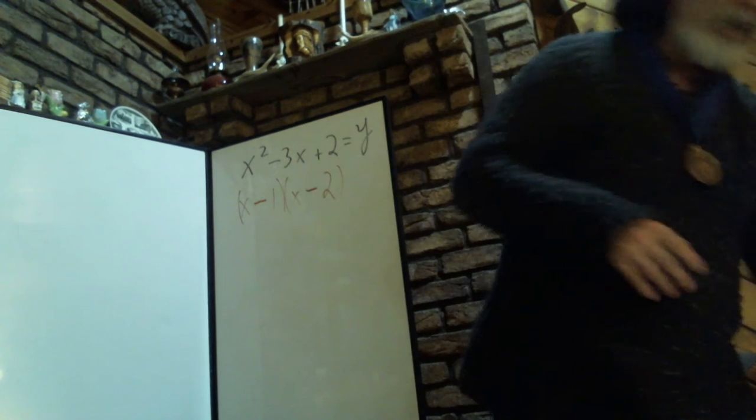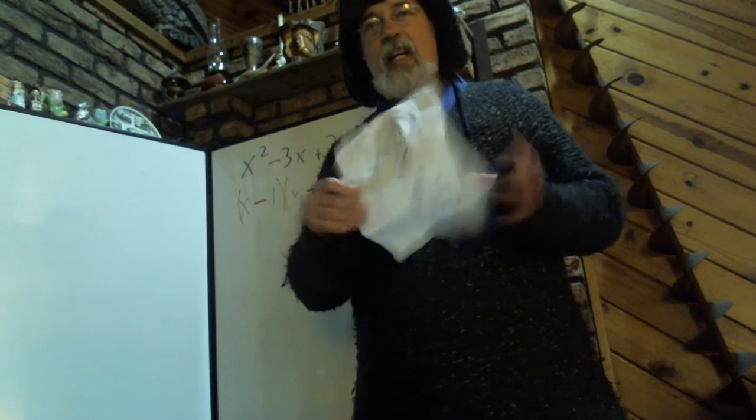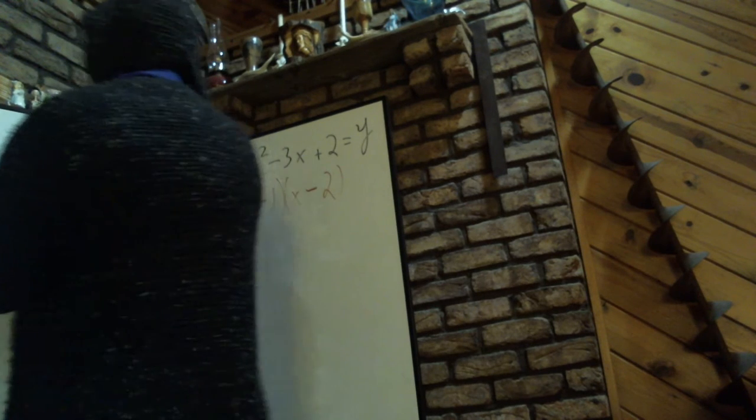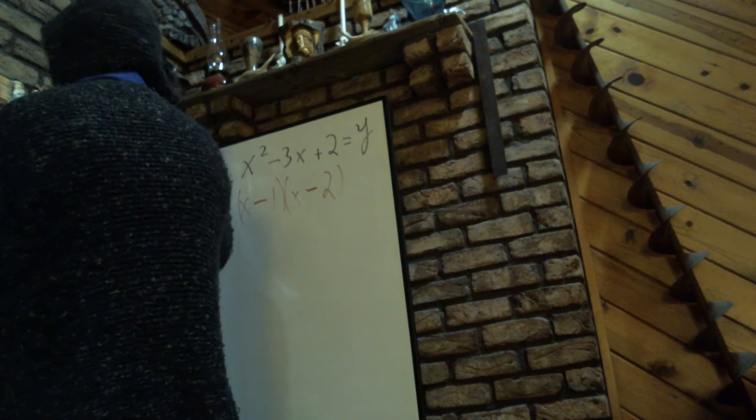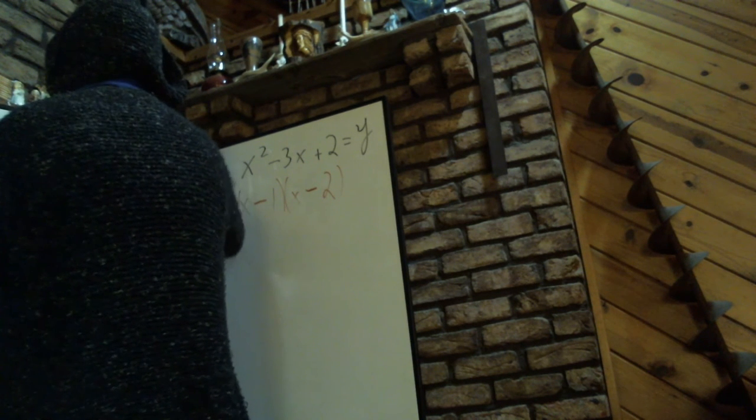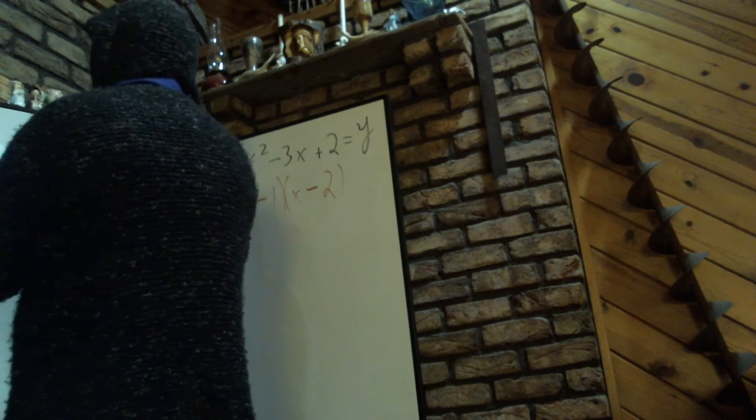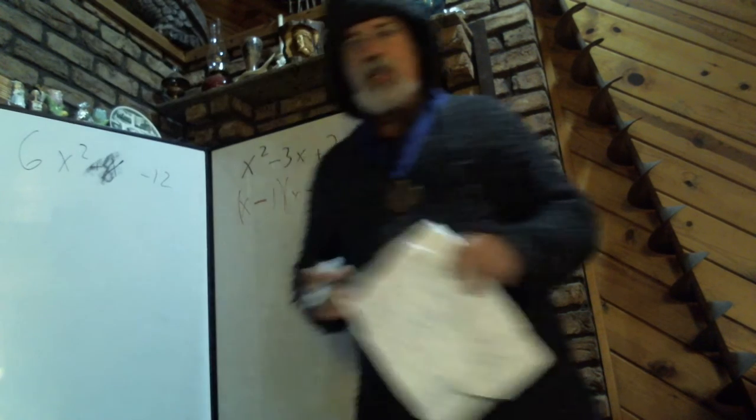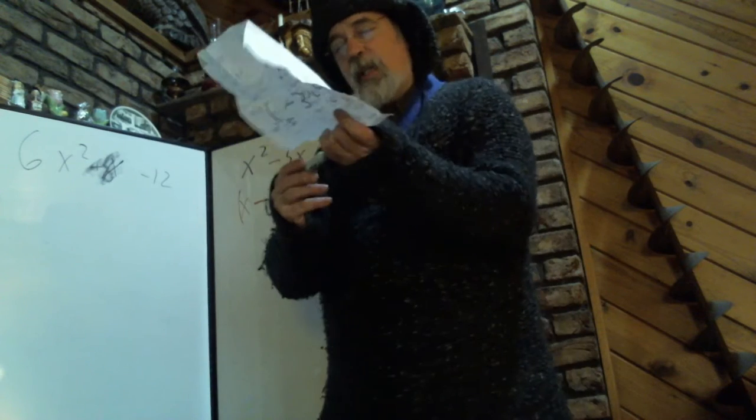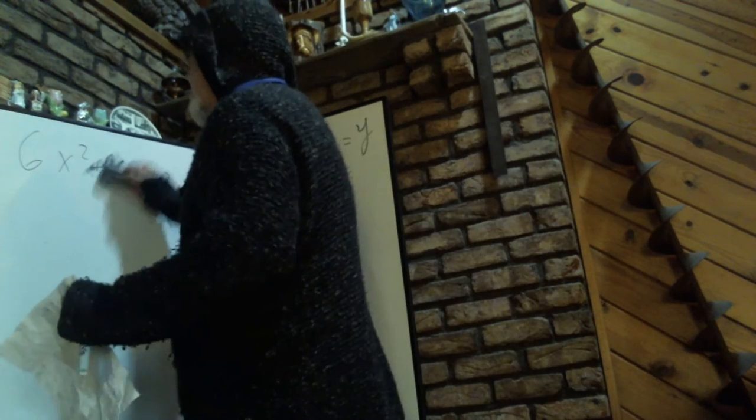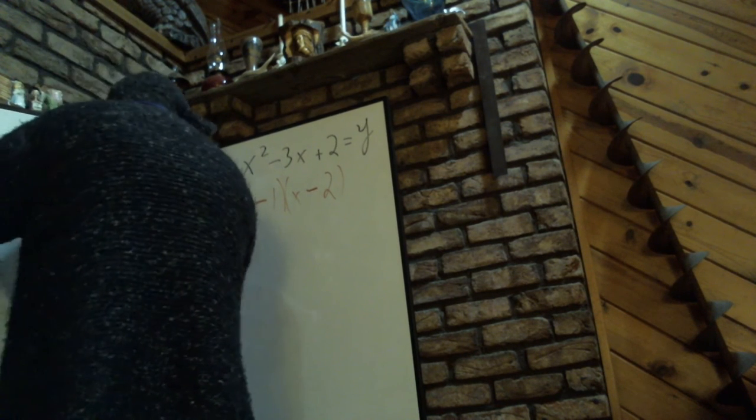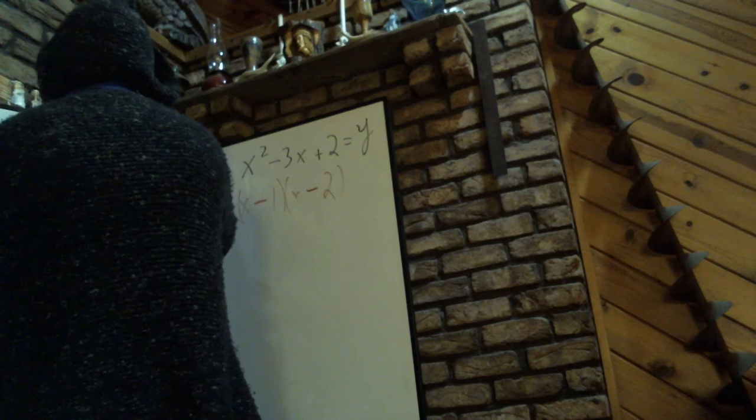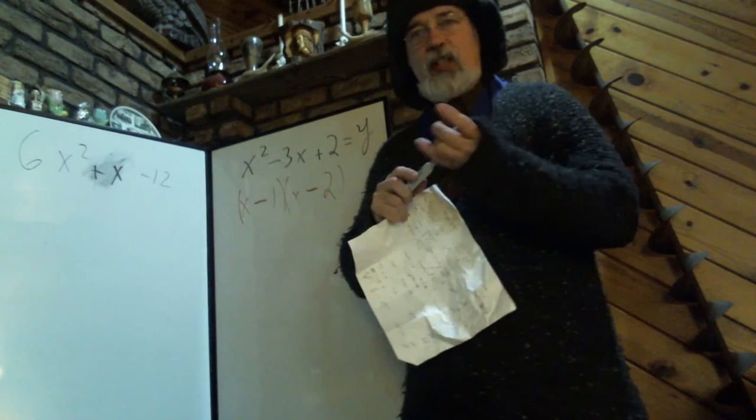For the queen has sent me another message in red ink. Let's see what it says. She has 6x squared. Oh, that's hard to read. 6x squared plus x. Fudge. 6x squared plus x.